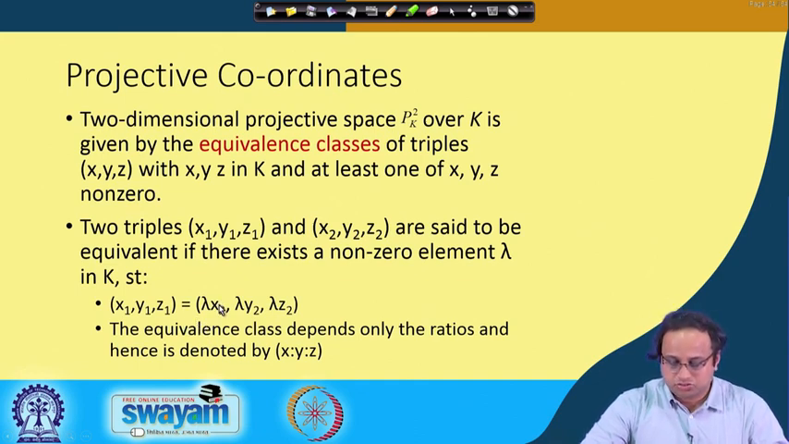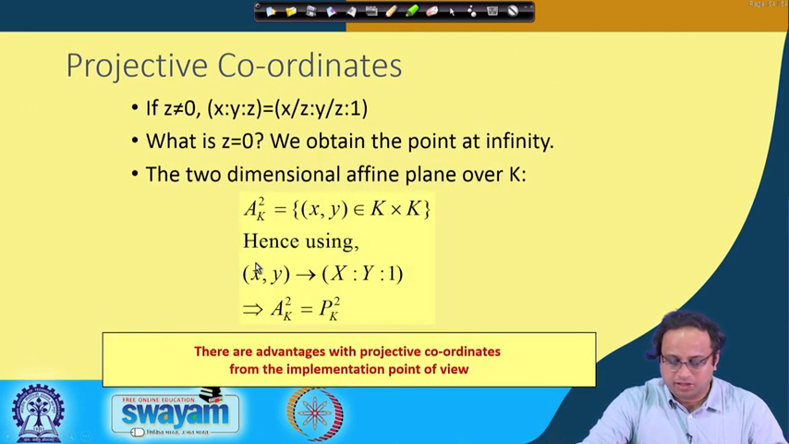Okay. So let us see how we can apply this technique to reduce the number of computations. The basic idea is that you have a 2-dimensional projective space over K, and it is given by the equivalence class of triples x, y, z with x, y, z in K and at least one of x, y, z non-zero. Okay. Then this is the definition that 2 triples are essentially equivalent. So this is how you relate such points. Okay. So now, how do you apply them? That is most important.